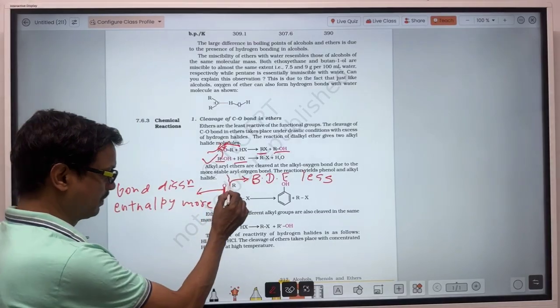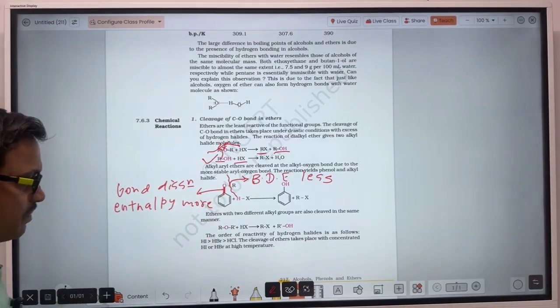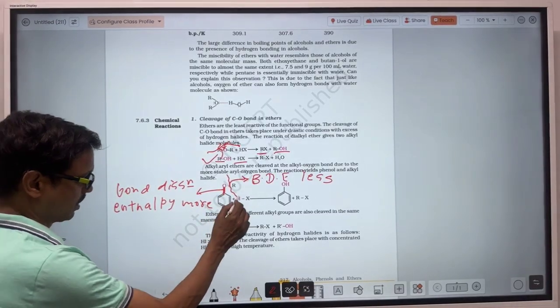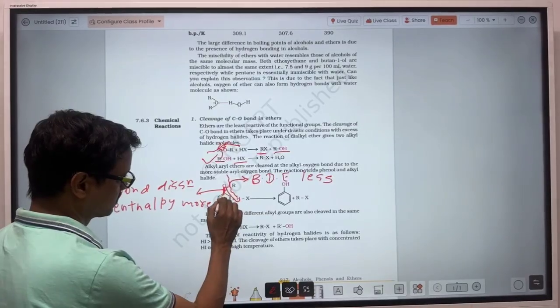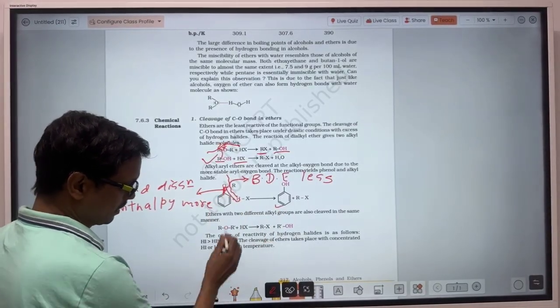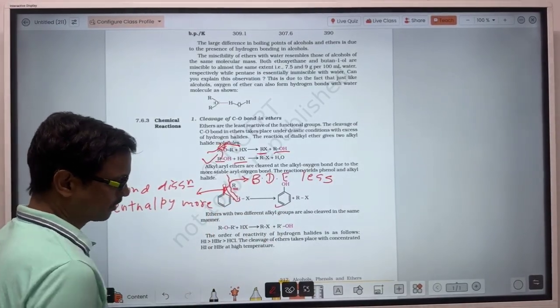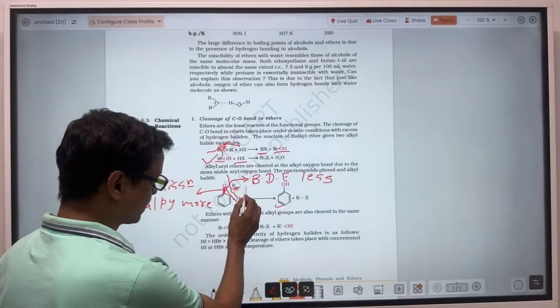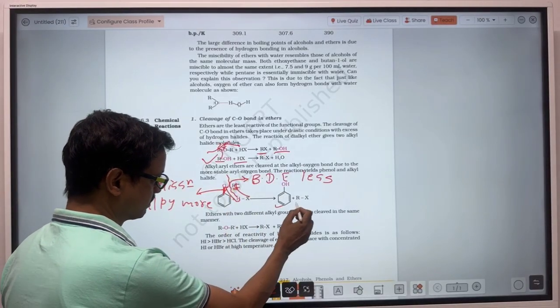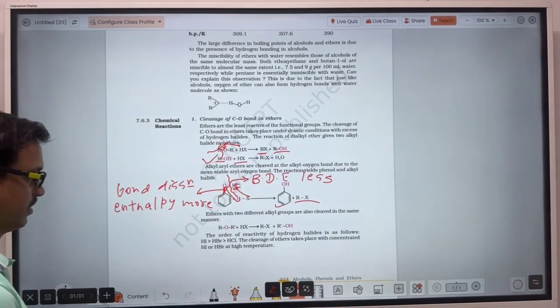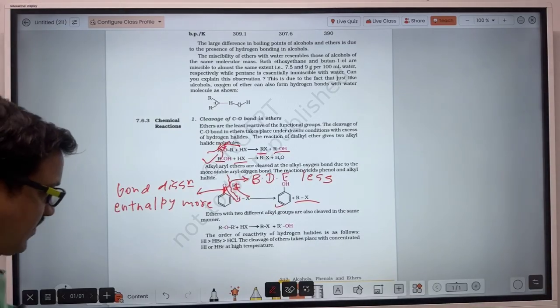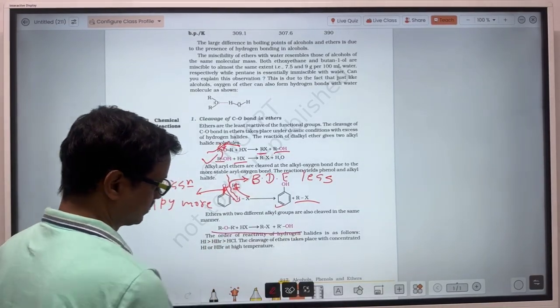So obviously the bond will dissociate from here. The hydrogen will bond to this oxygen, so there will be formation of phenol, and then this alkyl carbocation will form. With this alkyl carbocation, the halogen will bond, and there will be formation of haloalkane. Okay, the same for this reaction.